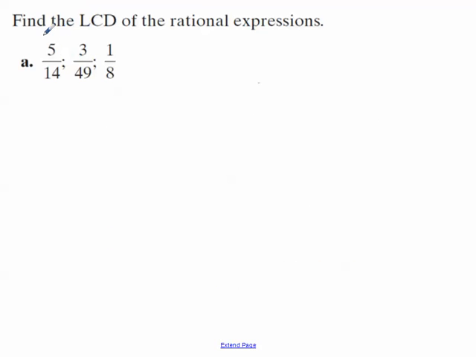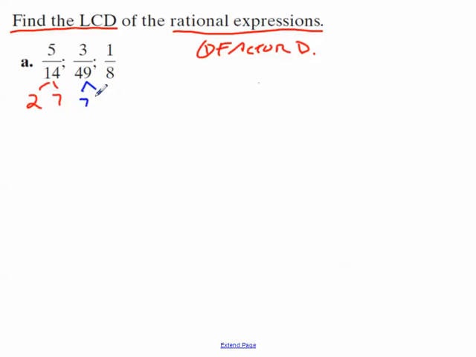If our instructions are to find the lowest common denominator, and later on we're going to use this idea of finding the lowest common denominator to add or subtract fractions, either fractions or rational expressions, especially rational expressions. So step number 1 was factor. Factor the denominator, and I'll use shorthand here. 14 is 2 times 7. 49 is 7 times 7.